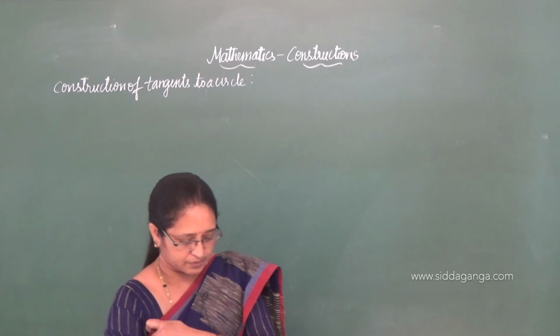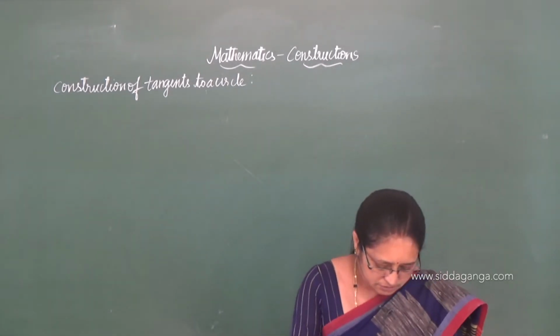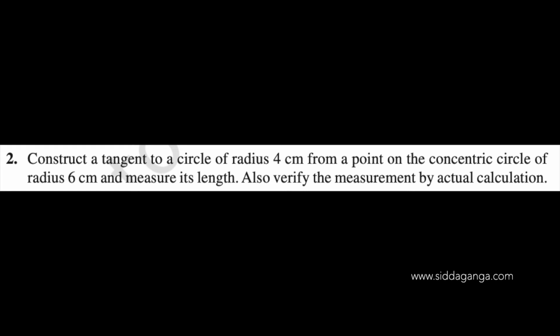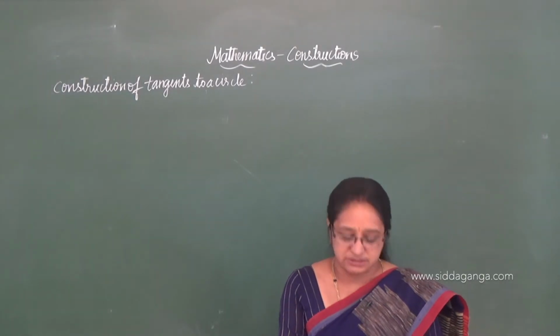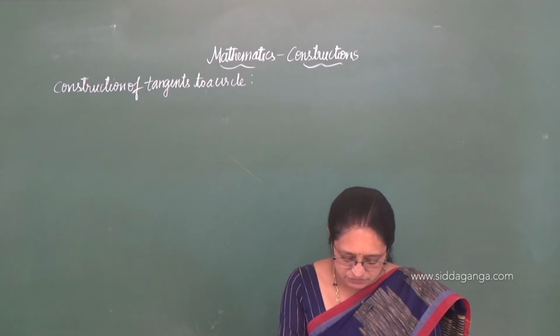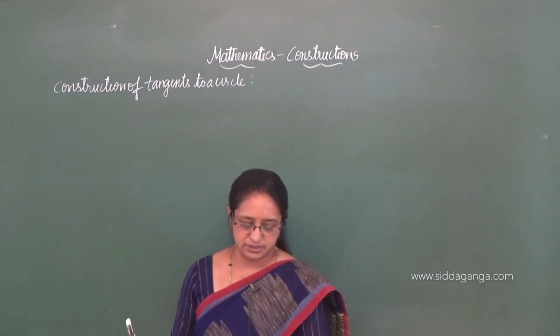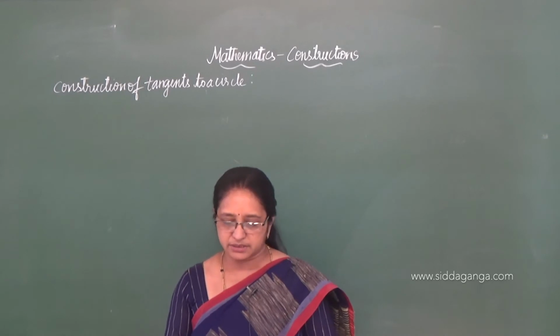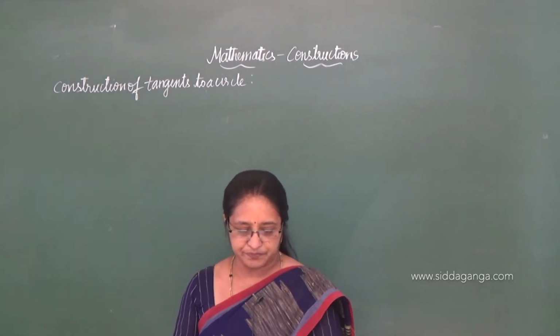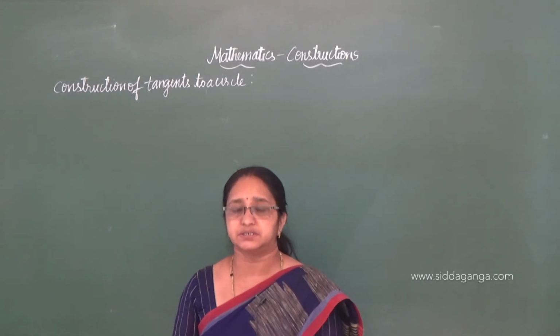Second one. So, I will read out the question. Construct a tangent to a circle of radius 4 cm from a point on a concentric circle of radius 6 cm and measure its length. Also verify the measurement by actual calculation. So, here there are two circles, one of 4 cm and another of 6 cm. They are the two concentric circles, understood?